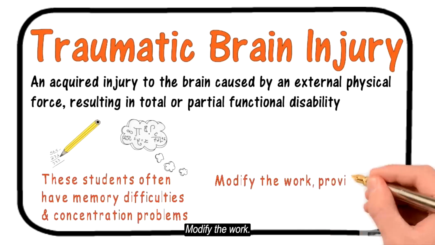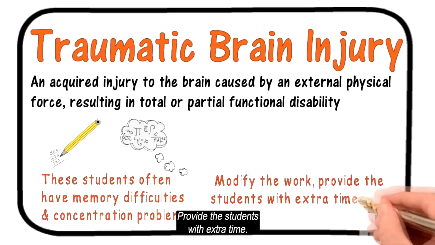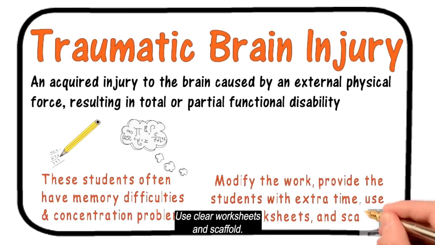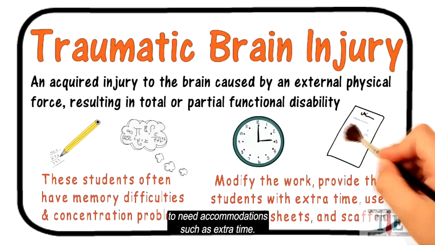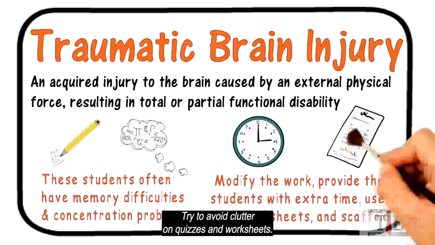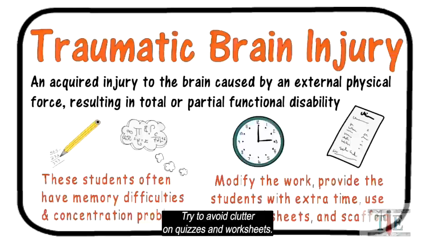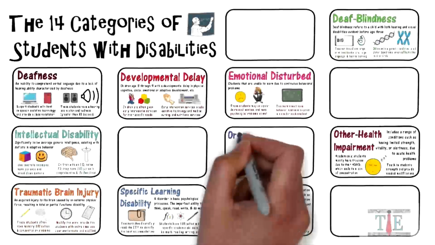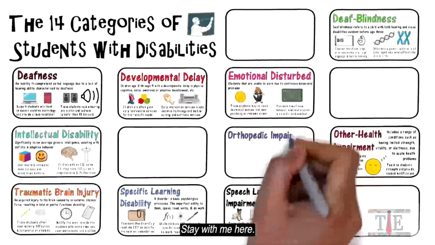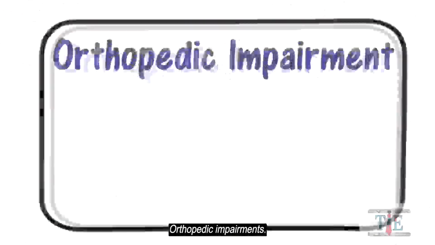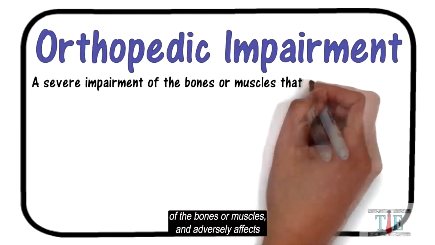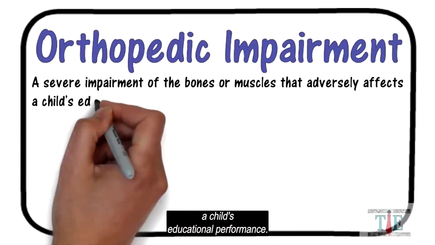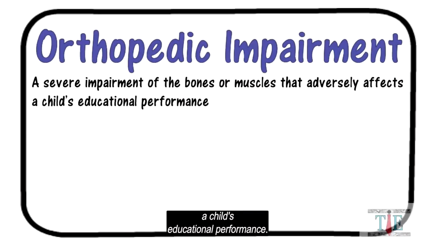Modify the work, provide the students with extra time, use clear worksheets, and scaffold. These students are going to need accommodations such as extra time. Try to avoid clutter on quizzes and worksheets. Next up, stay with me here, orthopedic impairment. This disability is defined as a severe impairment of the bones or muscles that adversely affects a child's educational performance.